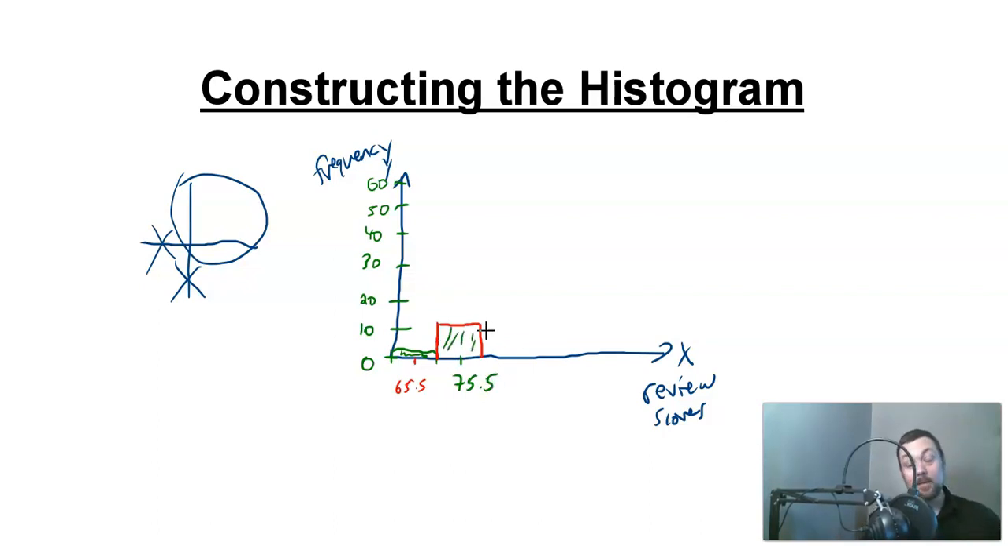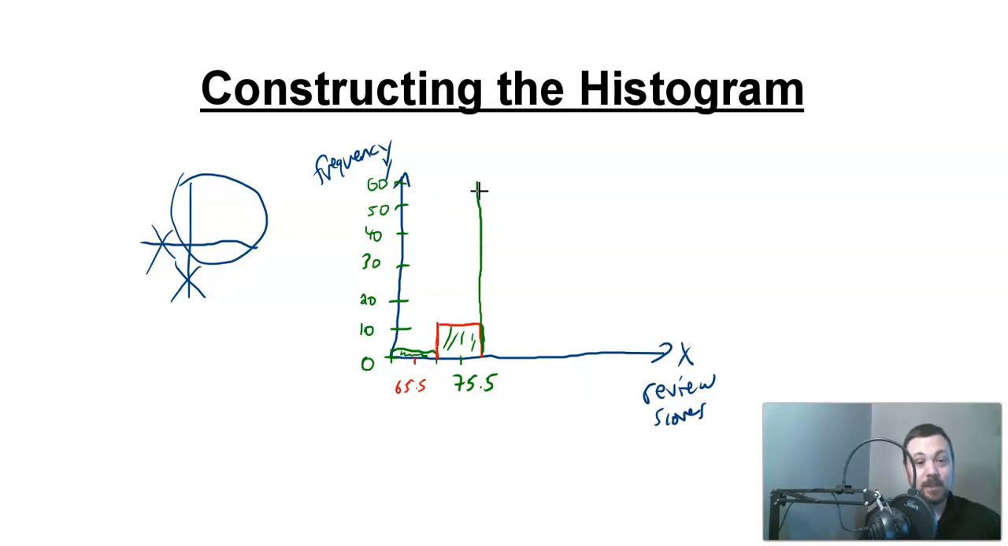Our third bar is going to be the highest one, and this is going to be hard for me to draw. I know I'm going to mess this up, but it needs to go all the way up to 59. So again, starting right next to the bar that we just drew, the third bar should extend all the way up to almost 60.